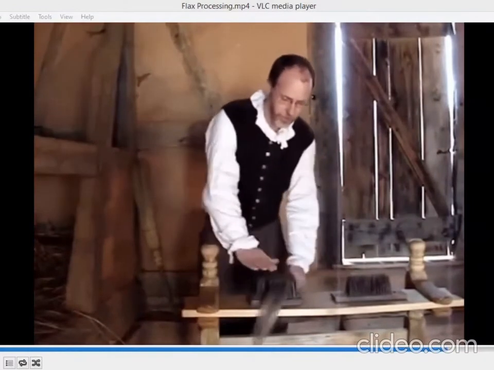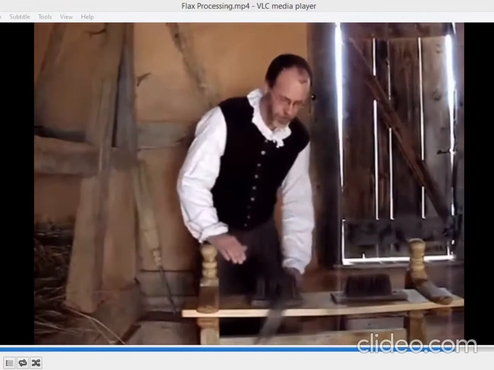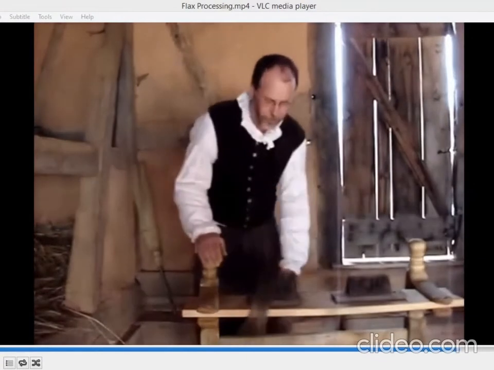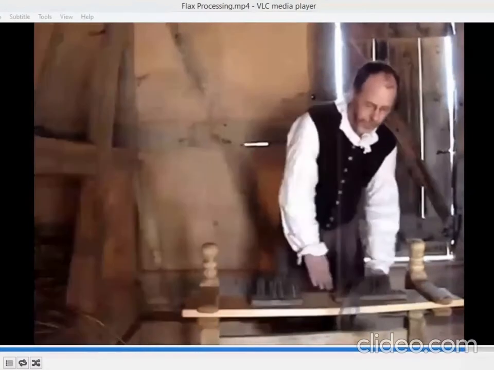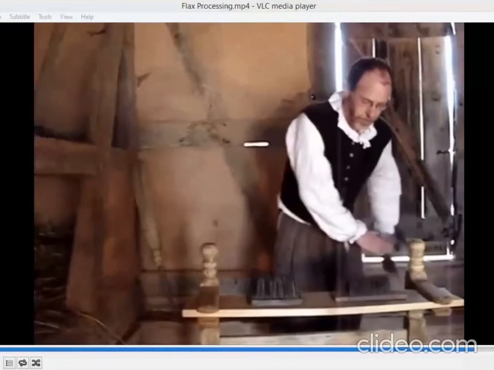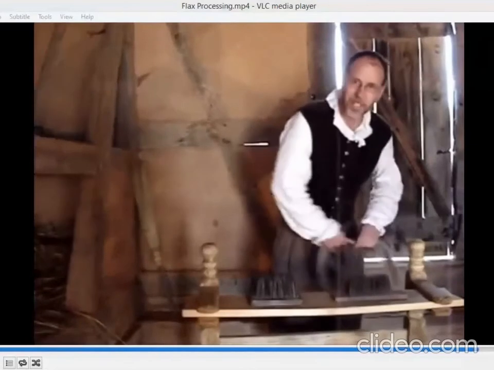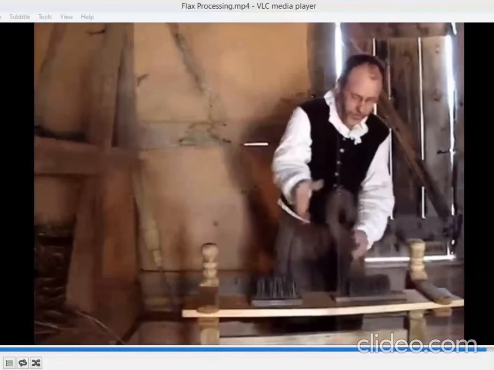We would start over here in this coarse set of hackles, of course, and once most of those tangles were out, then we could move on to the finer set. And as we work this flax through, it's going to look more and more like long fibers, long hairs.